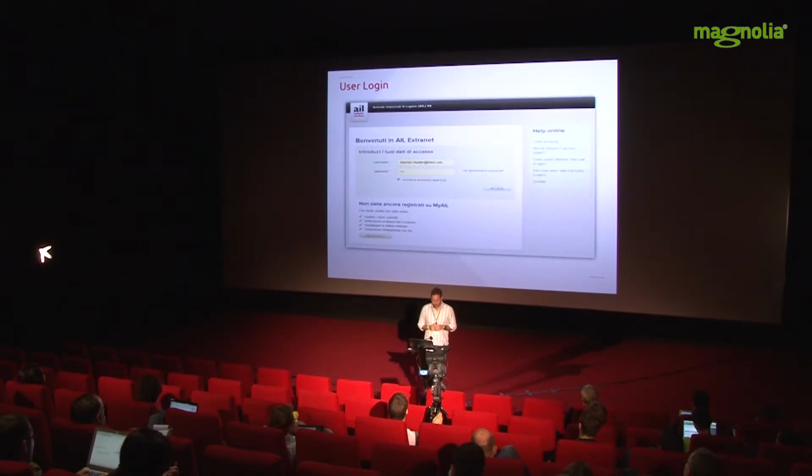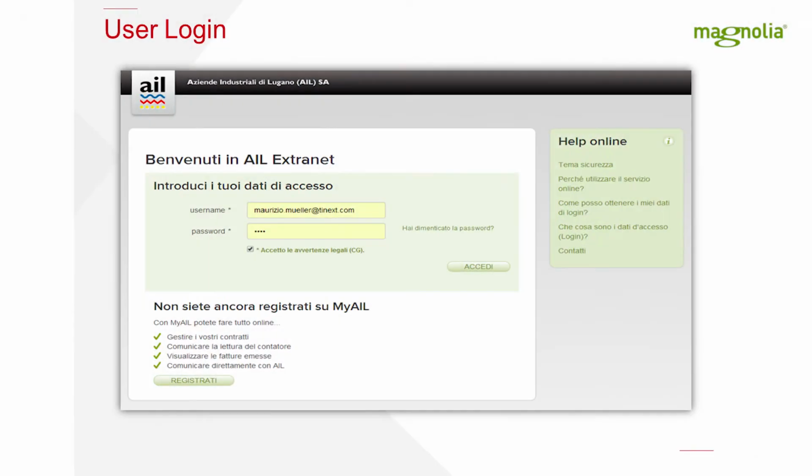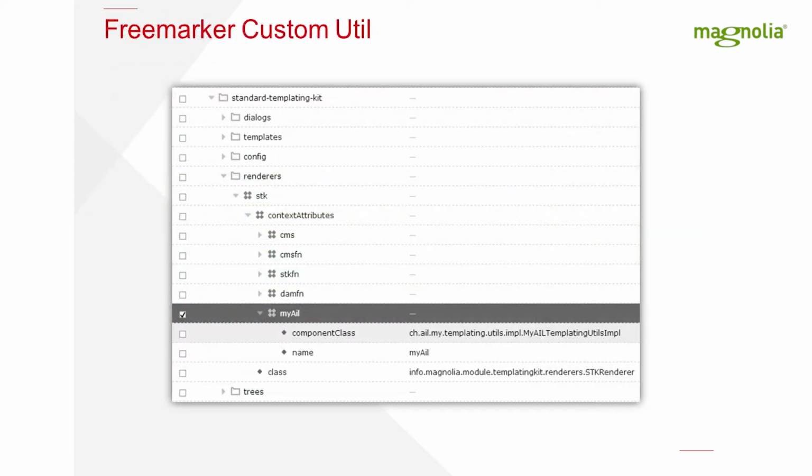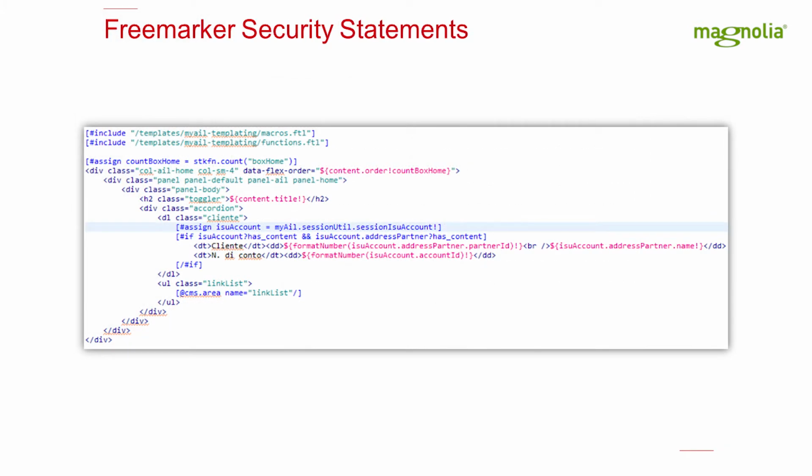So this is the login, standard login. We see how to plug our SAP utility into the Freemarker engine. It's a very standard integration pattern. We introduce a new context attribute called myIL. IL is the name of the company. And this is an example of usage. In this case, in the central line, you see ISO account, which is something related to SAP.